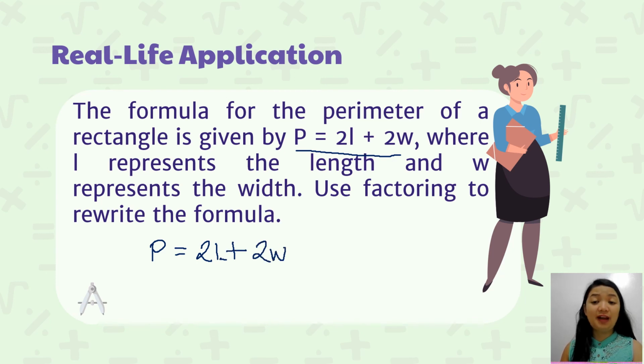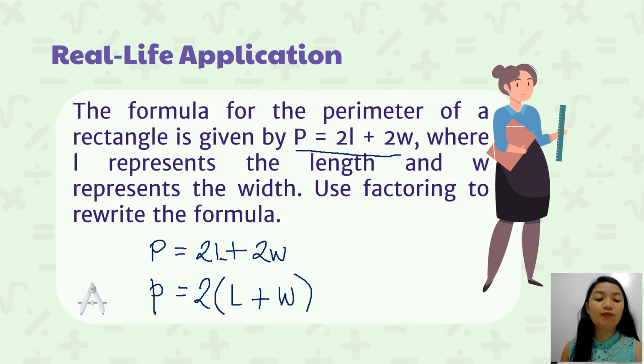Is there a common factor between 2 length and 2 width? Yes. 2 is actually present in this case. So we can have 2 as the common factor. So we place it outside the parenthesis, and then 2L divided by 2 will give us length, and 2W divided by 2 will give us the width. So therefore, our new formula for perimeter is actually 2 times the quantity length plus width.